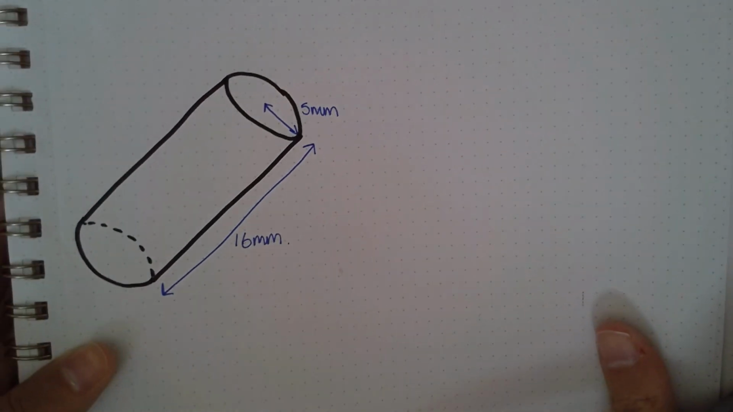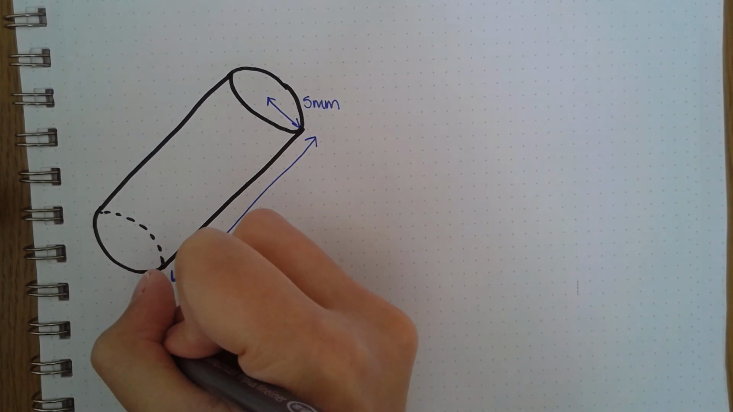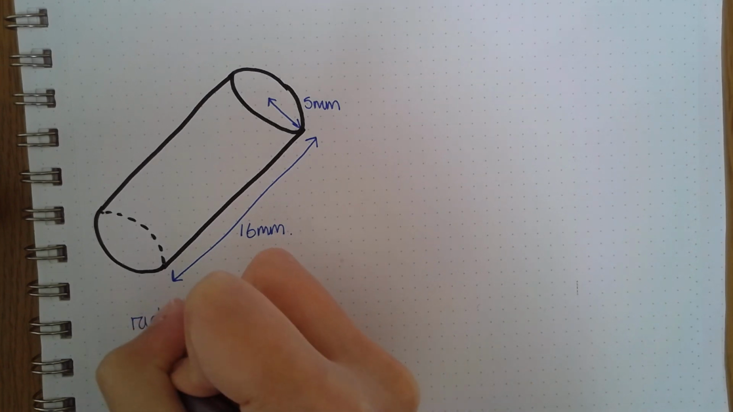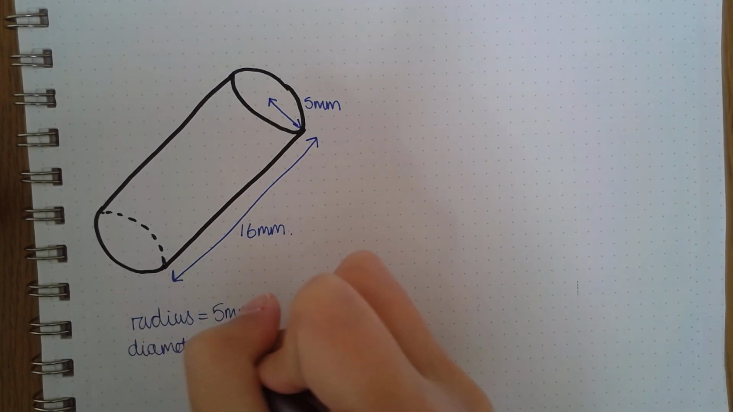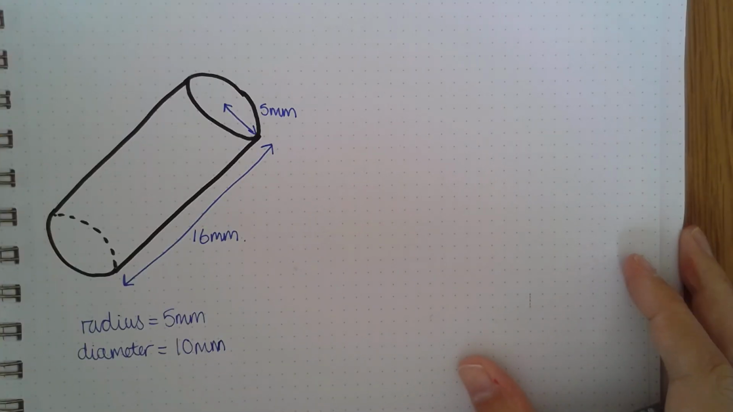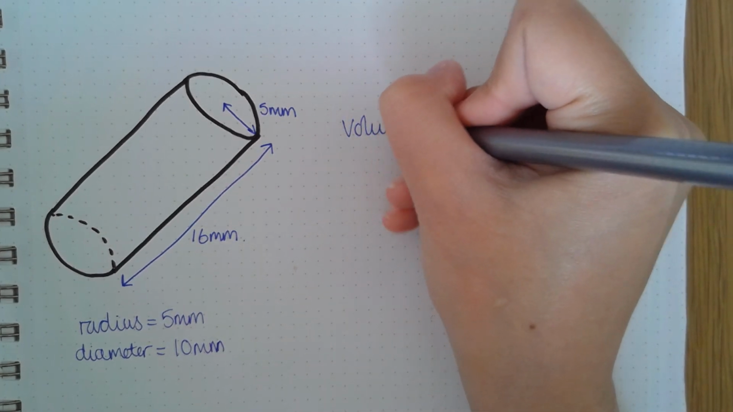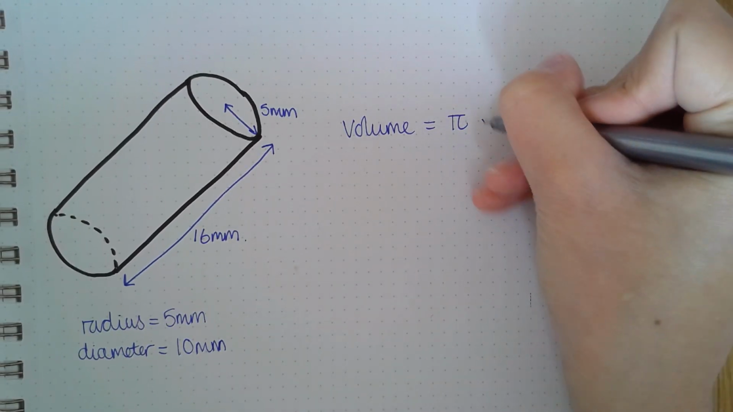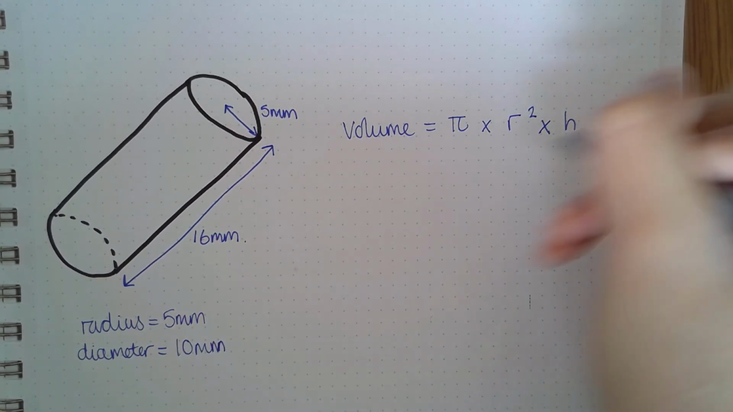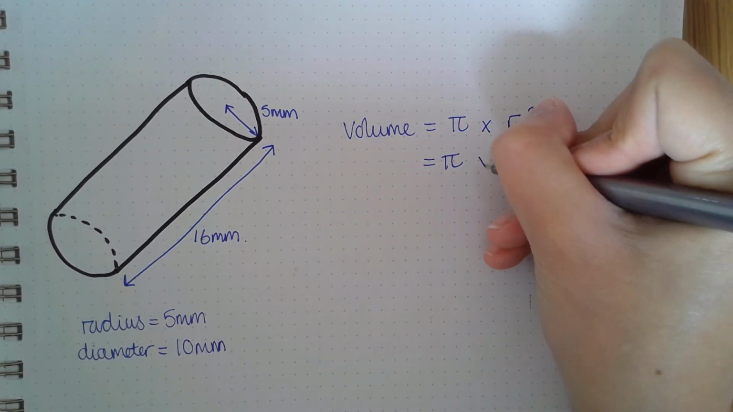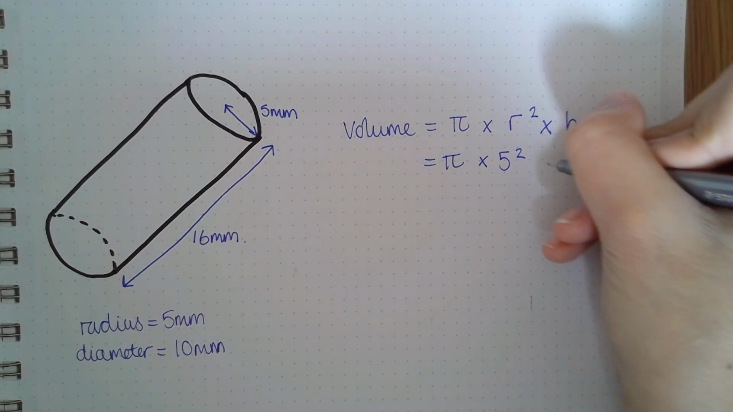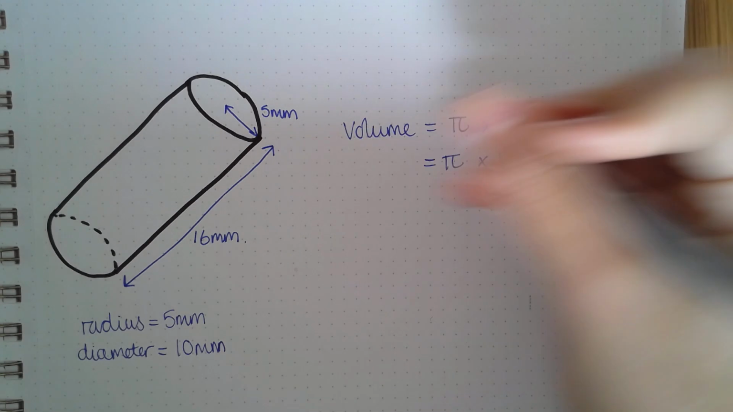And the last one down here, so we want to write the radius is 5 millimeters, the diameter is 10 millimeters. Okay, we want to write the formula for volume, so we've got volume equals pi times radius squared, which is the circle, times the height. Pi stays the same because it's a number on our calculator. R is 5, so we've got 5 squared, times h, height is 16.